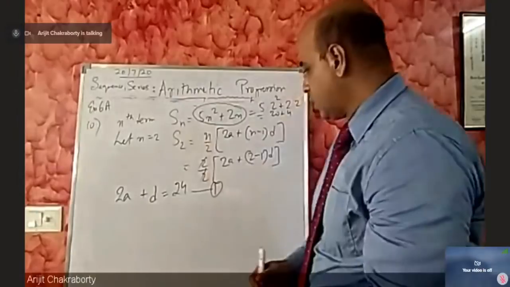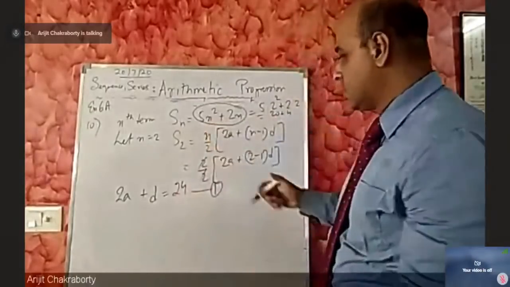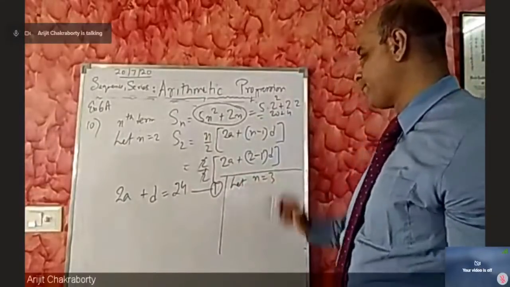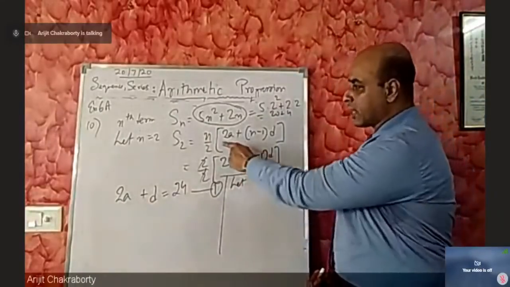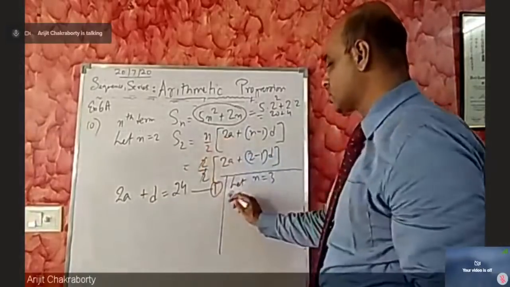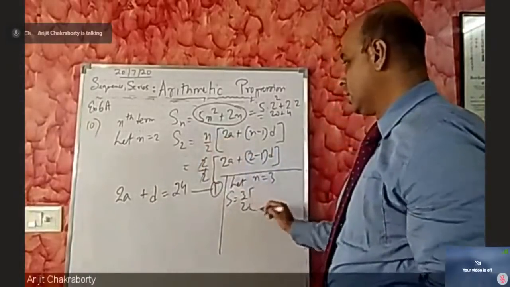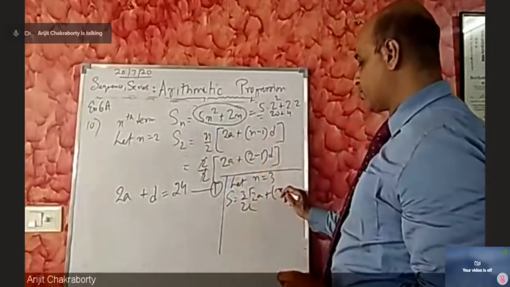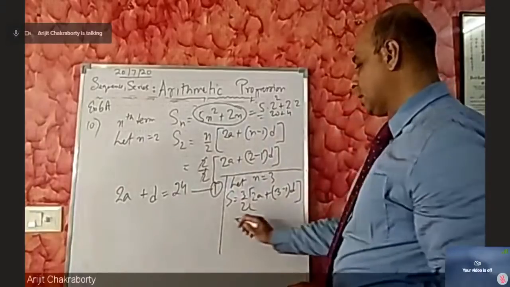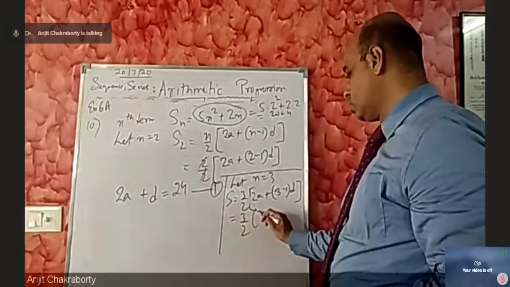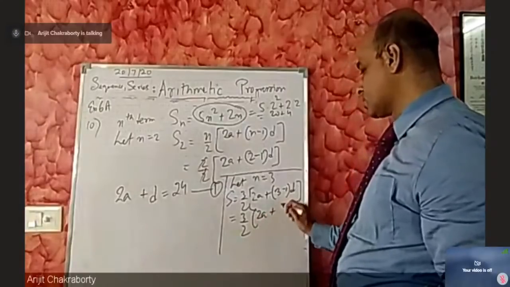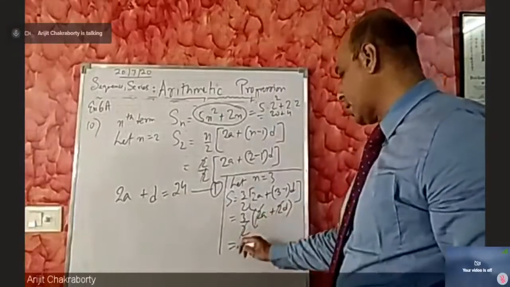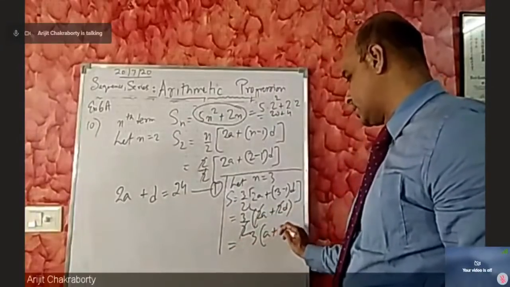Now we will put n equal to 3 and see what happens. Okay, so I'm writing here. Let n equal to 3. Then the sum will become what? N by 2. So the sum will become 3 by 2 times 2a plus 3 minus 1 into d. So this is equal to 3 by 2 times 2a plus 3 minus 1, which is 2, so 2d. So the 2 cancels out, and you have 3 into a plus d.